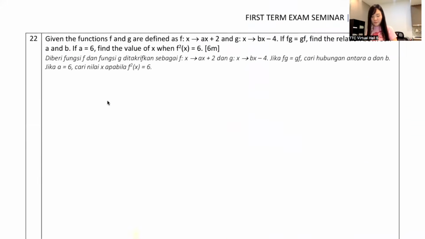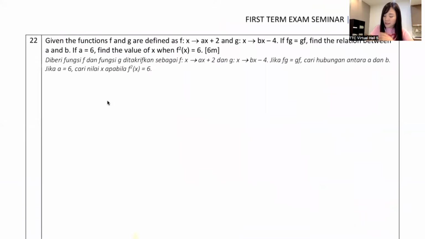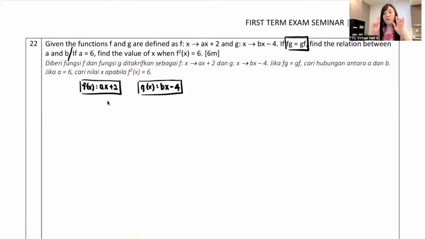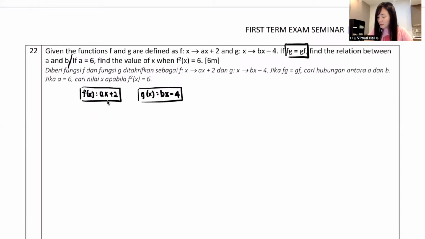Done. 22. Given that the function fx is this, okay, let me write for you. Fx is ax plus 2. Next one, gx is bx minus 4. Okay, this is whatever they say. Then they say, if fg equals to gf, find the relation between a and b. Okay, guys, we do first thing first. This question got 2 requirements. First, find the relation. Then second, find the value of x when f squared equals to 6.